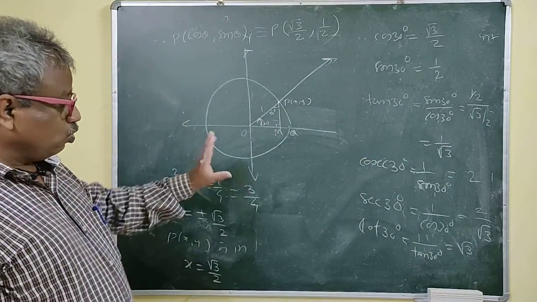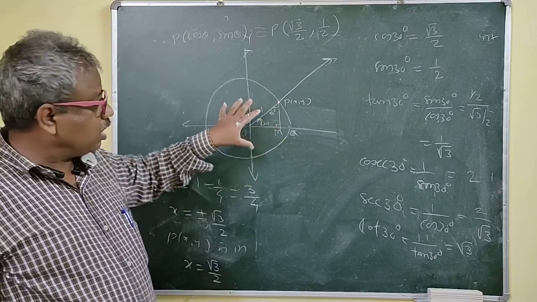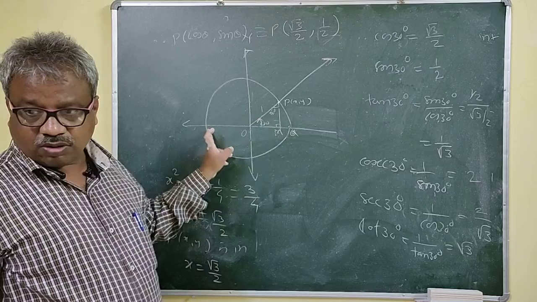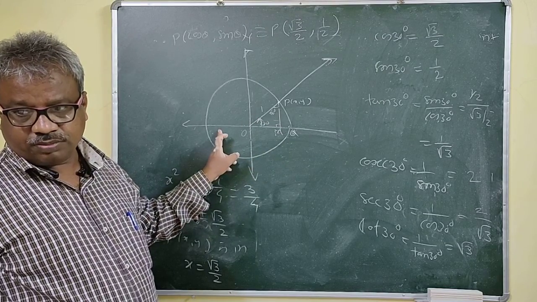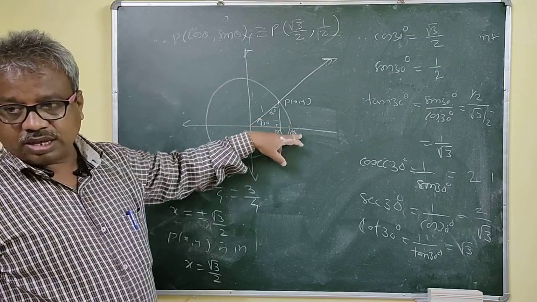Okay? So note that here your P is what? On the circle. P is on the circle. And whatever the points on the circle, your x is what? Less than or equal to minus 1 or 1 now here. Right? On the circle, your x is everywhere what?